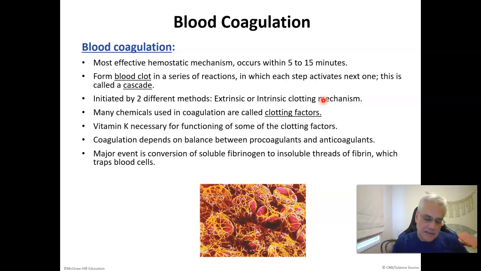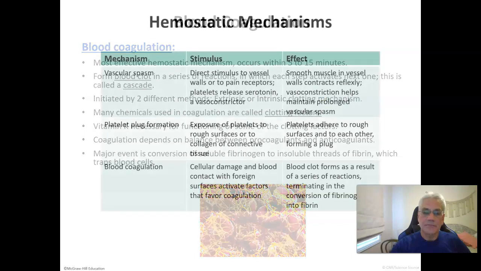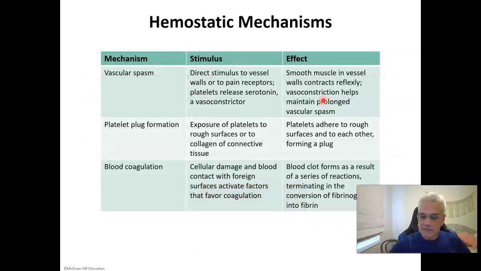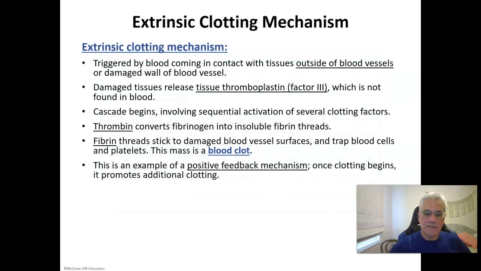But a blood clot really is the combination of fibrin strands and the capture of, as you see in the picture, red blood cells and platelets, white blood cells, and structural proteins that are leaking, and they get caught in this web, this net-like fibrin meshwork. All right, here's the three things. We've already been through that. Let's get really into coagulation itself.